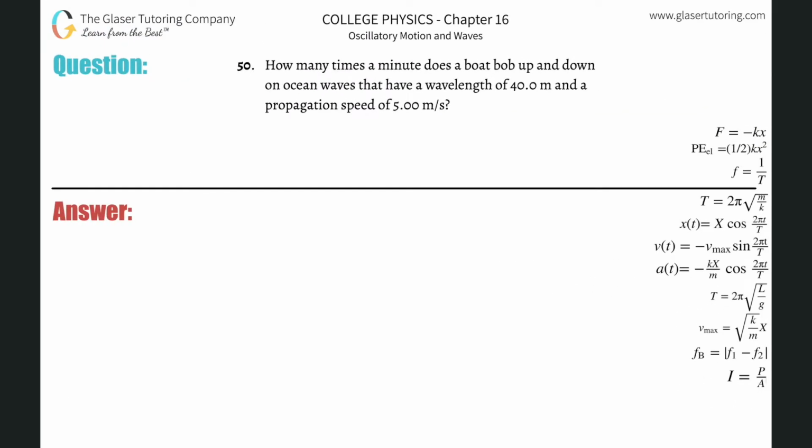50. How many times a minute does a boat bob up and down on ocean waves that have a wavelength of 40 meters and a propagation speed of 50 meters per second?